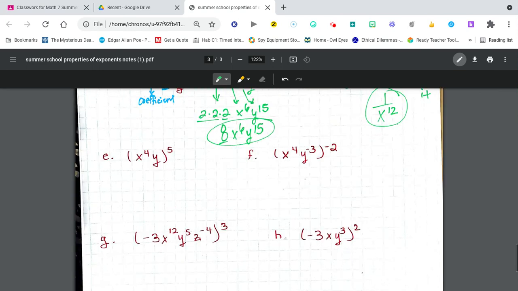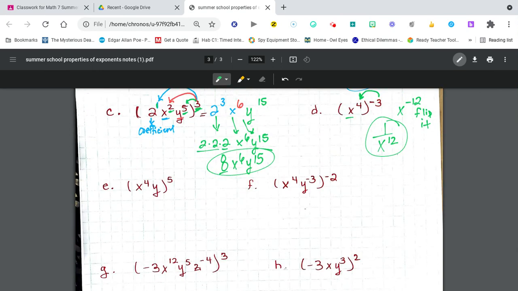Okay, I don't have that much left. All right, you're going to keep 1x, and you're going to multiply the 5 by the exponent of x. So 5 times 4 is 20. All right, you're going to keep 1y, and you're going to take the exponent of 5 and multiply by the exponent of y. Well, what is the exponent of y? Well, it's an understood 1. So 5 times 1 is 5. I'm done. That's all you do.